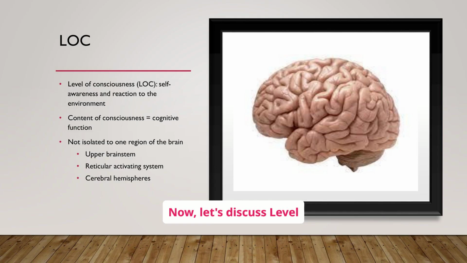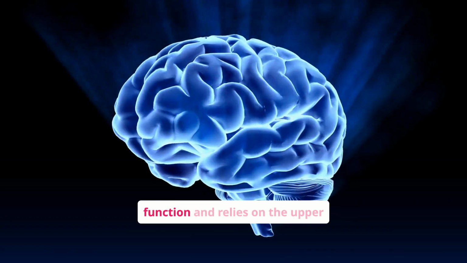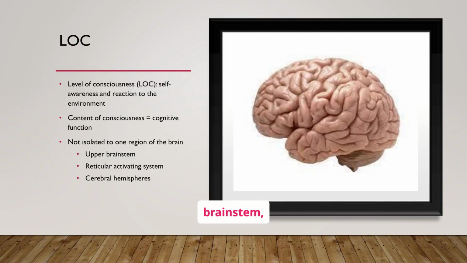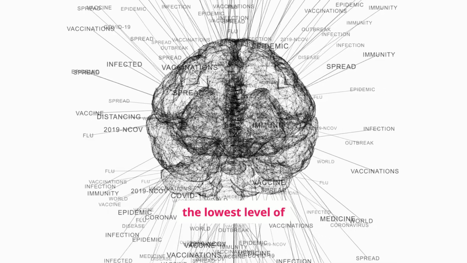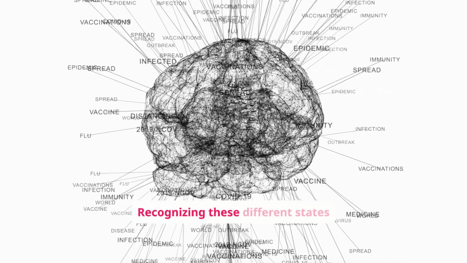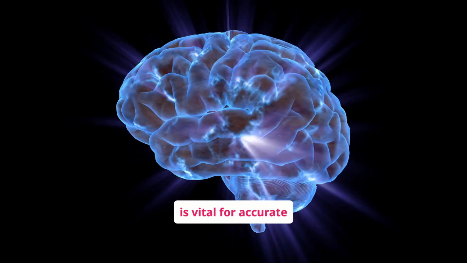Now let's discuss level of consciousness, or LOC. LOC reflects a patient's self-awareness and reaction to their environment. It involves cognitive function and relies on the upper brainstem, reticular activating system, and cerebral hemispheres. LOC exists on a spectrum. Alertness represents the highest level, followed by lethargy, obtundation or stupor, and finally coma, which is the lowest level of consciousness. Recognizing these different states is vital for accurate assessment.